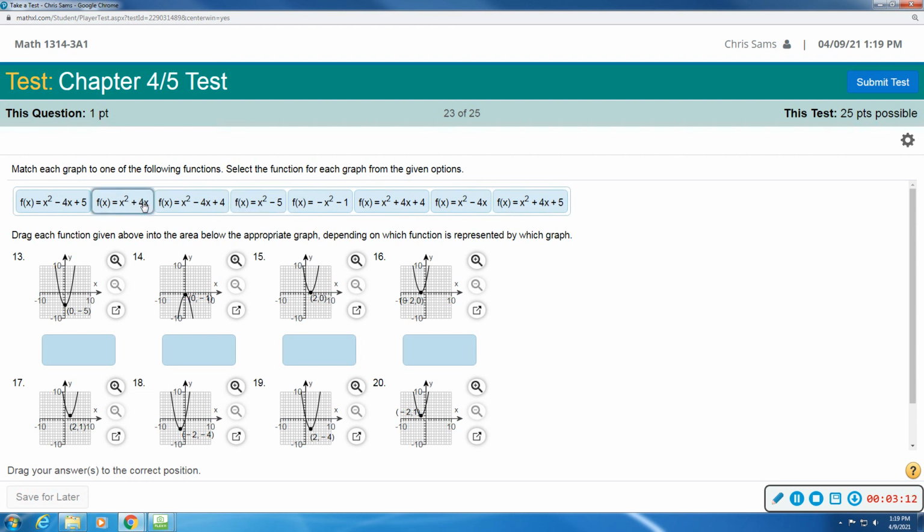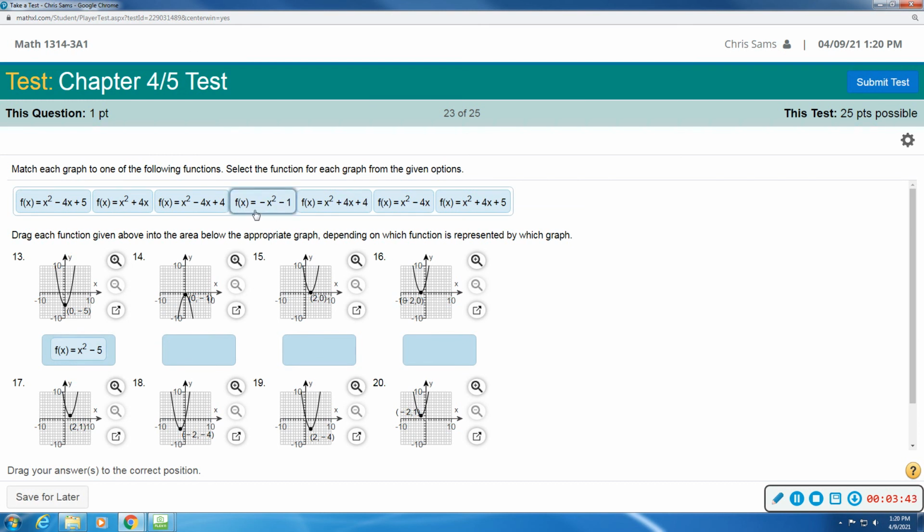This one has a y-intercept of 0, and so does this one. So those first, second two. This one has a y-intercept of 4, and so does this one. Okay, this one has a y-intercept of negative 5, and it would be the only one. So I'm looking for a graph that crosses the y-axis at negative 5. It looks to be 13. That would be the only transformation. So I'm going to drag this one here.